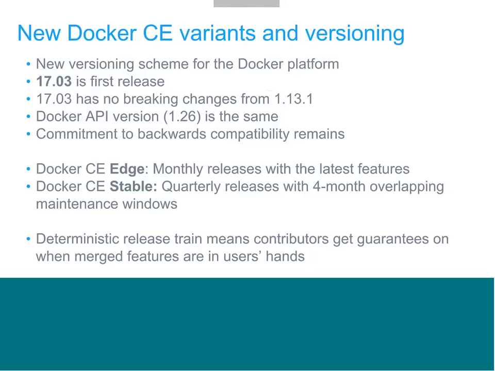Outside of the versioning, there wasn't any major change to the platform itself. 17.03 has a bunch of bug fixes and improvements from Docker 1.13.1, but there's no breaking changes. And the API version of the platform is the same. It's 1.26.